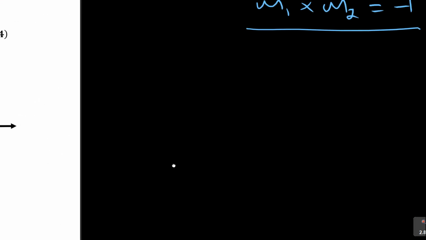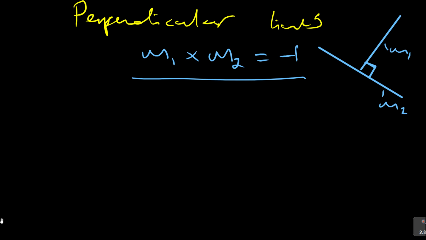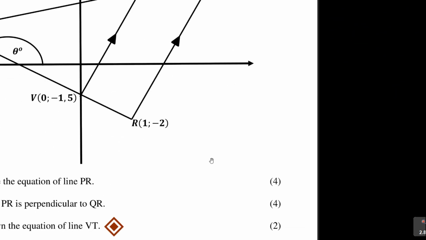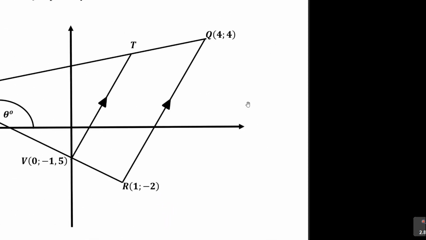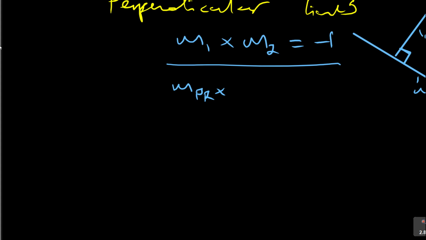So I'm going to write here what it means: m of PR times m of QR. The question is saying show that PR is perpendicular to QR, so I must get -1. This is what it means. Now I already know m of PR. Now let me find m of QR.